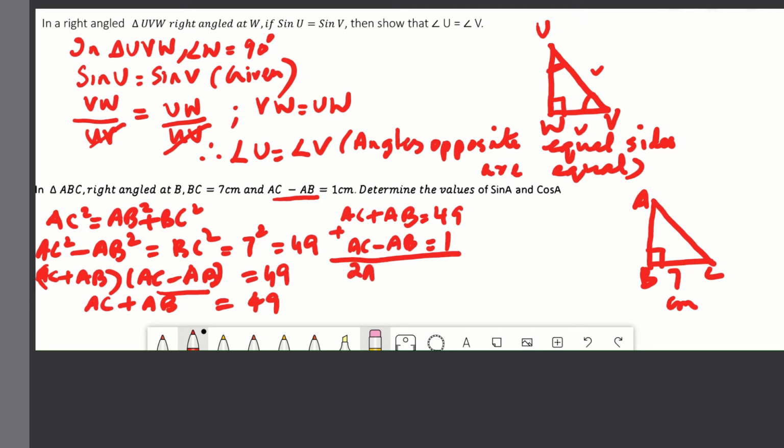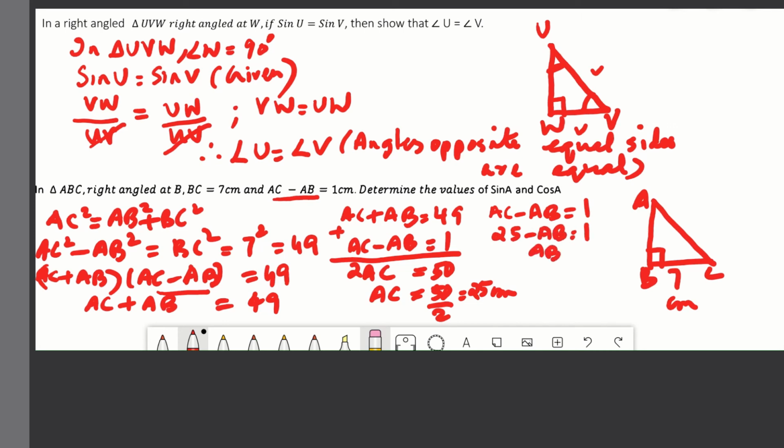Now if we go for elimination method, just add the two equations. AC plus AC is 2AC. Plus AB and minus AB will get cancelled. 49 plus 1 is 50 and therefore you will get AC equal to 50 by 2 and that is 25 centimeter. Now already they have given you AC minus AB equal to 1. And you know what is AC? AC is 25. So 25 minus AB equal to 1 or AB equal to 25 minus 1, that is 24 centimeter. So AB is 24.